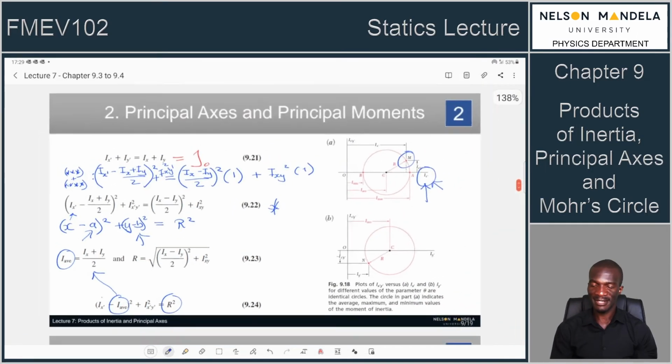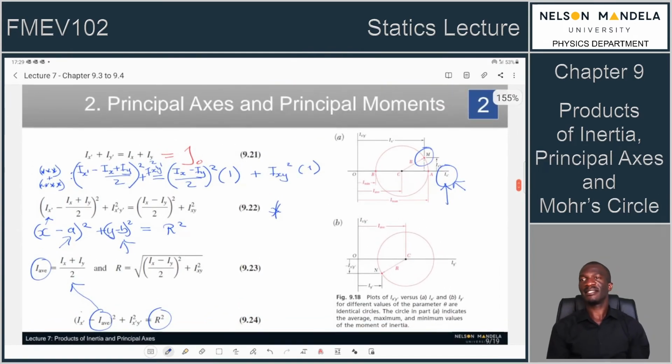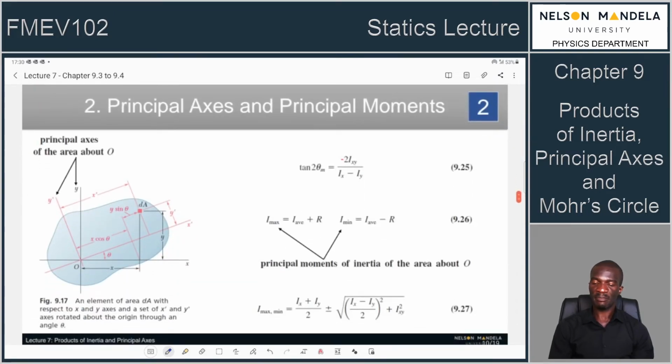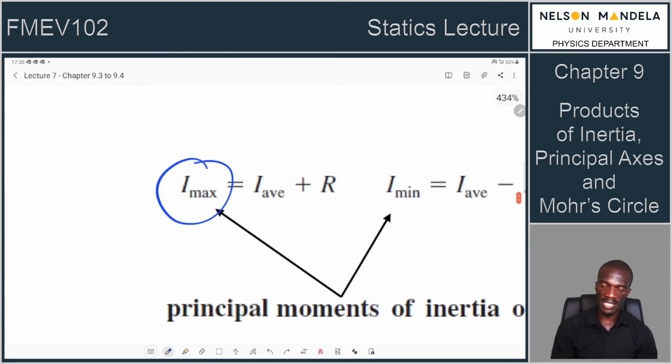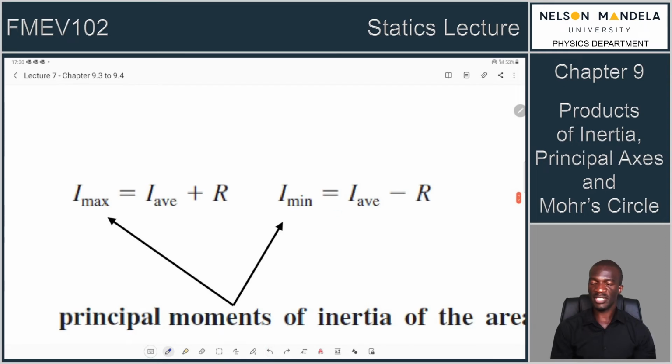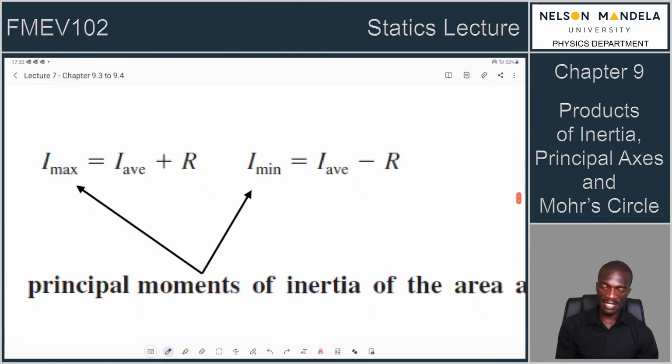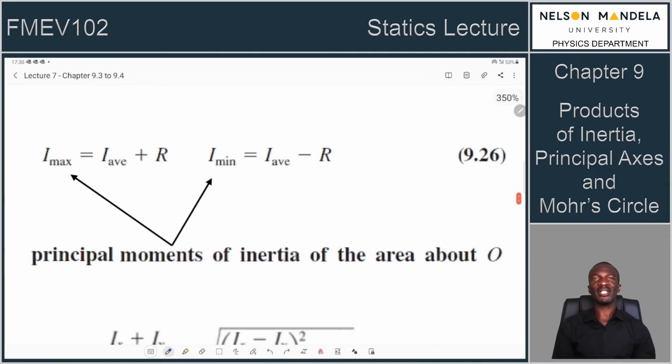So this, my dear friends, is the principal axis and principal moment theory. What are the principal moments? We say those are the maximum and minimum. Equation 9.26 is just rephrasing the very same thing. It's telling you that for you to get the maximum moment of inertia, you need to add the average plus the radius. For you to get the minimum moment of inertia, you need to subtract the radius from the average moment of inertia. These minimum and maxima are the principal moments of inertia of the area about the origin O.